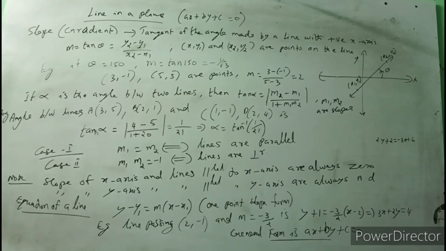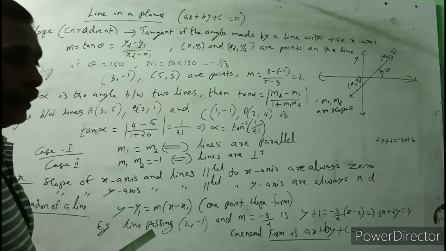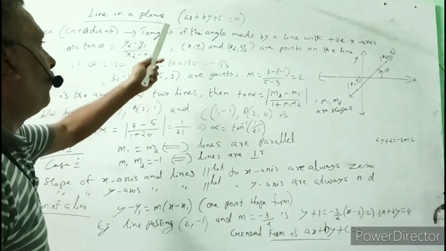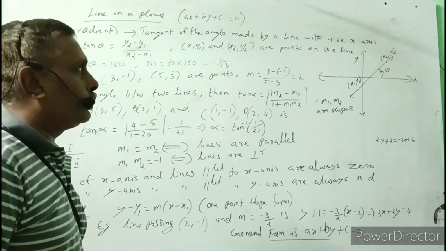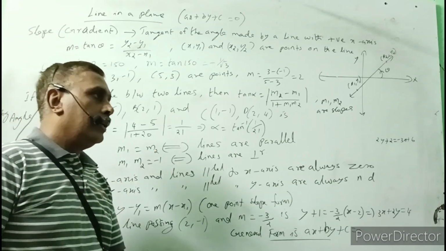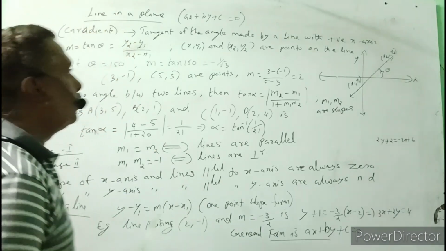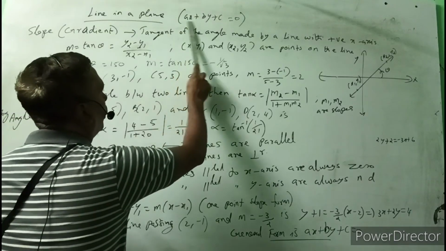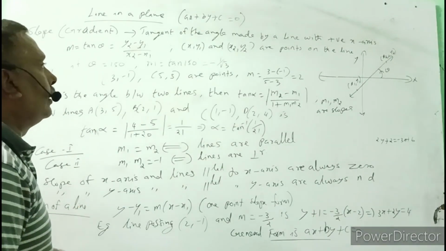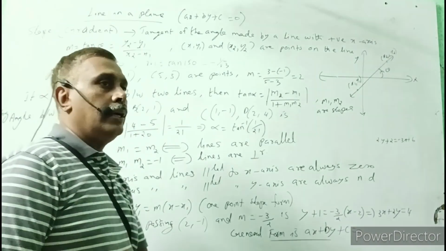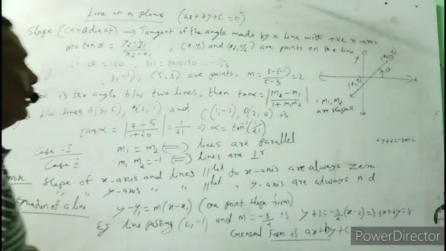So let us see line in a plane. In 10th standard you studied a linear equation in two variables represents a straight line and it is of the form ax plus by plus c is equal to 0. 9th also you studied, 10th also you studied. Now this year we will study how to form the equation of such a line, how that equation can be formed in a plane, that we are going to study.